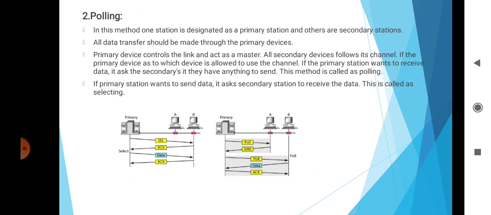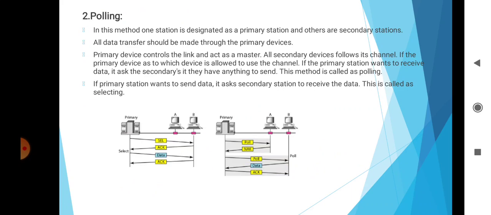The primary device decides which device is allowed to use the channel, and if the primary station wants to receive data, it asks the secondaries if they have anything to send. This method is called polling. And if the primary station wants to send data, it asks the secondary station to receive the data, and this is called selecting.